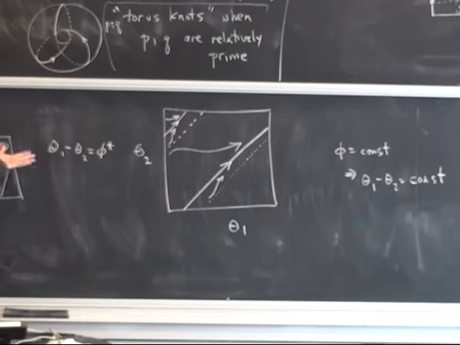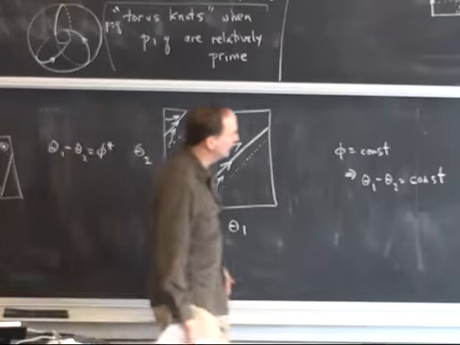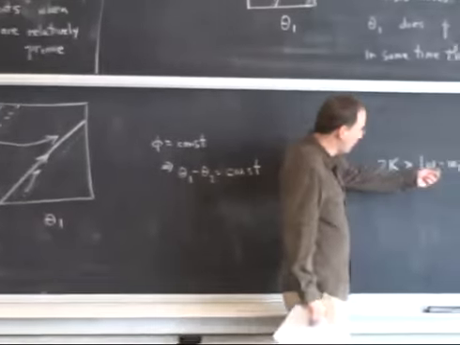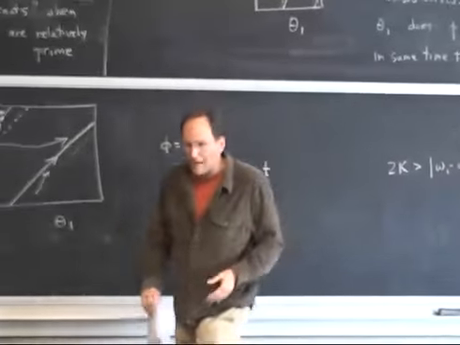And if omega is not in this regime, then they won't be able to run together. One will continually lap the other.